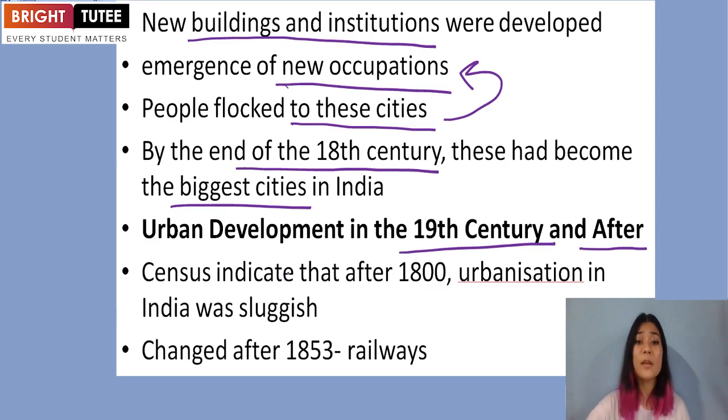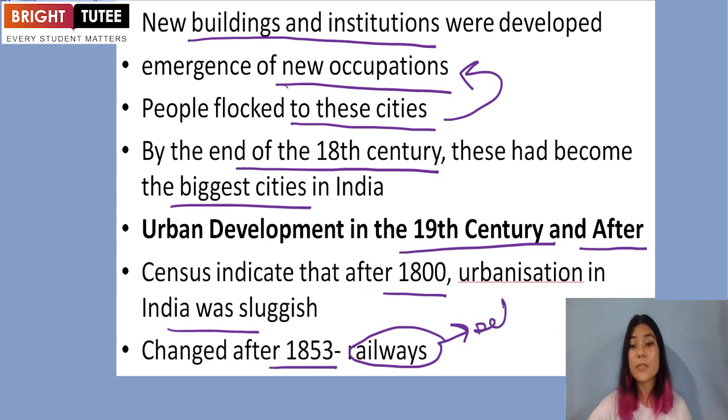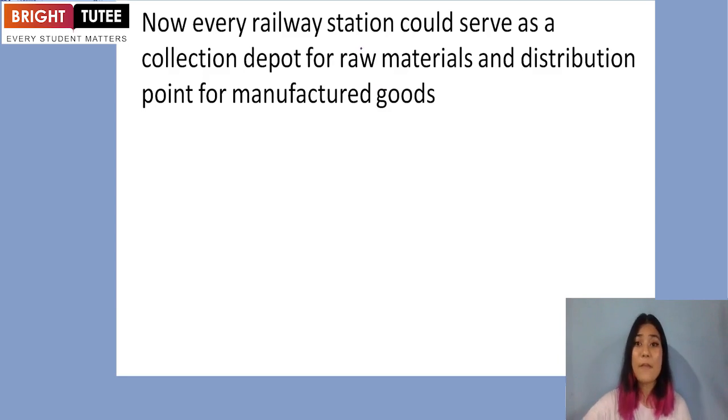Now, if we look at the census report, it shows that after 1800, urbanization in India declined. It was sluggish. But it changed after 1853. Why? Because railways were introduced. They were set up and introduced in India. Now, every railway station acted as a collection depot for raw materials from the surrounding areas, the hinterlands, as they were called.